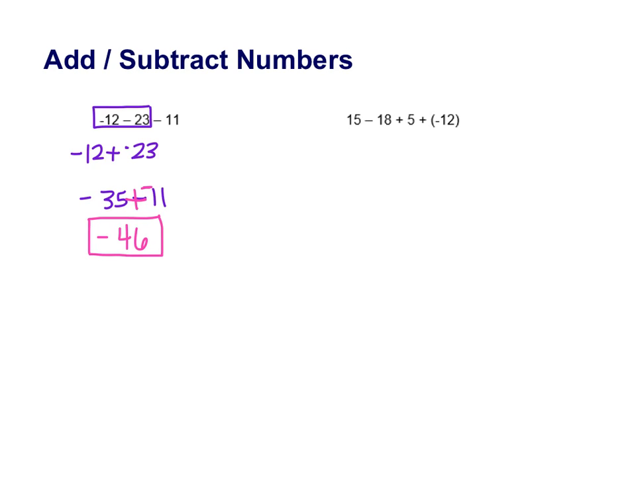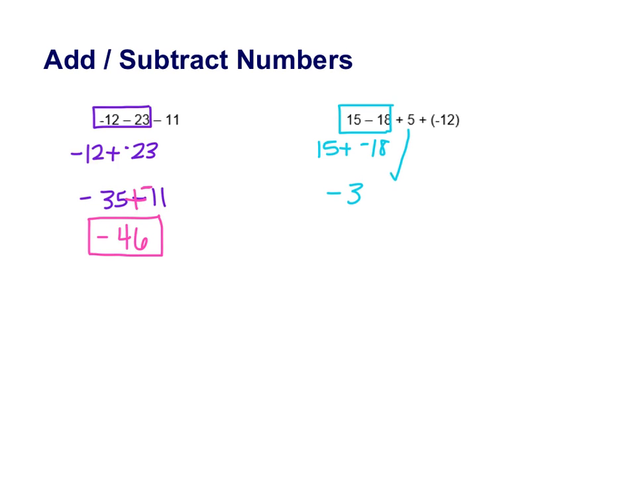Alright, so next one we have subtraction, addition, addition. So it's all addition and subtraction, so just like on the last one, we're going to work left to right with it. First thing we're going to do is the subtraction, 15 minus 18. Again, especially if you're doing these in your head, you can change it to addition, so 15 plus a negative 18. Now they have opposite signs, one positive and one negative. So we know to subtract the numbers, 18 minus 15 is 3, and keep the sign of the bigger number. So that's going to be a negative 3.